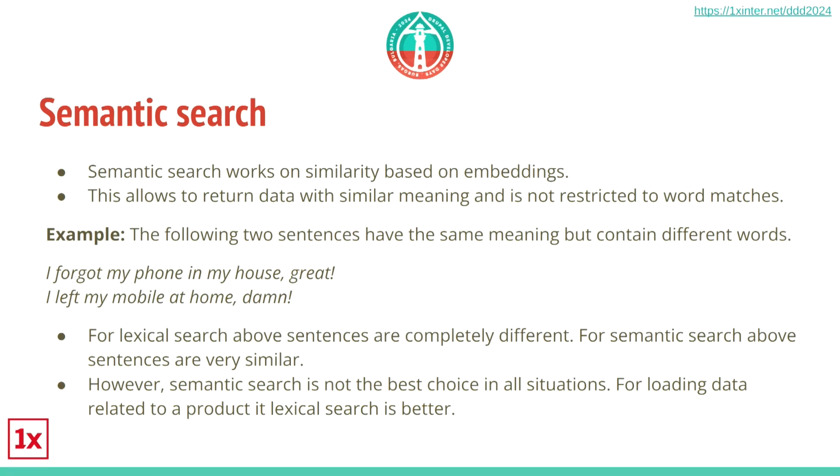Having said that, semantic search is not better. It's just different. If you want to search large data sets with, for example, unique numbers, say you want to load product data from a large database by product ID, then you just wouldn't do this with semantic search, right?